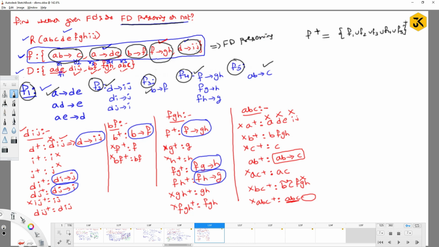So I can definitely go with the implementation part, right? But anyway, this is an optional one. Whether it is FD preserving or not, they are not going to bother. It is just a kind of optional, right? If somebody asks you to check whether it is FD preserving or not, you have to go through this particular process. Okay, I hope I explained it clearly.